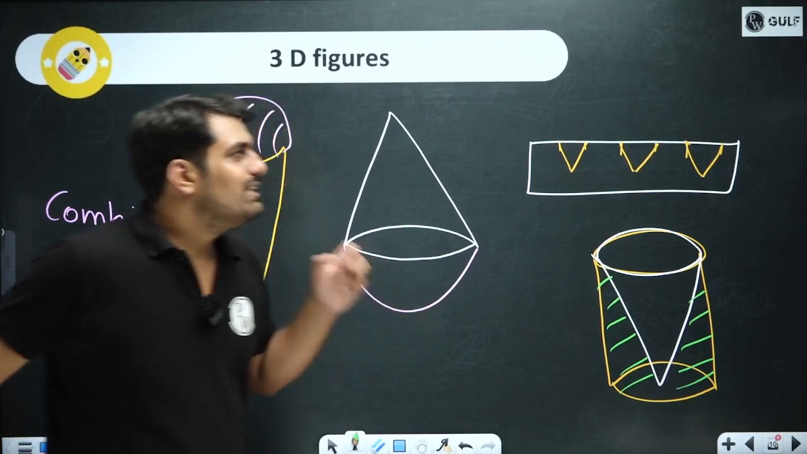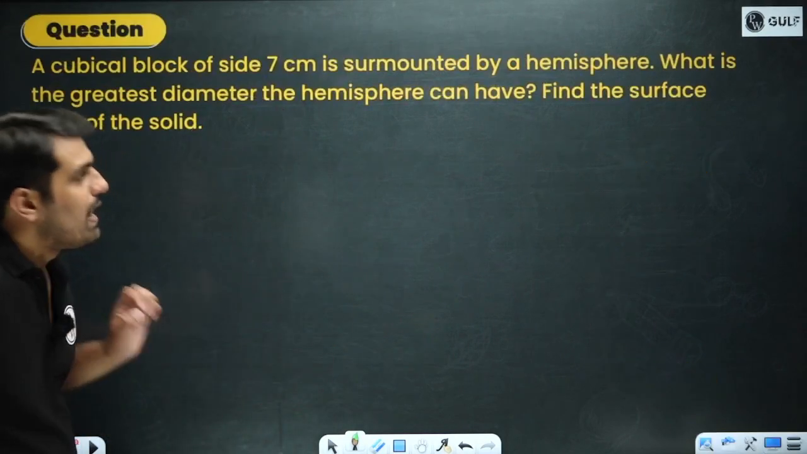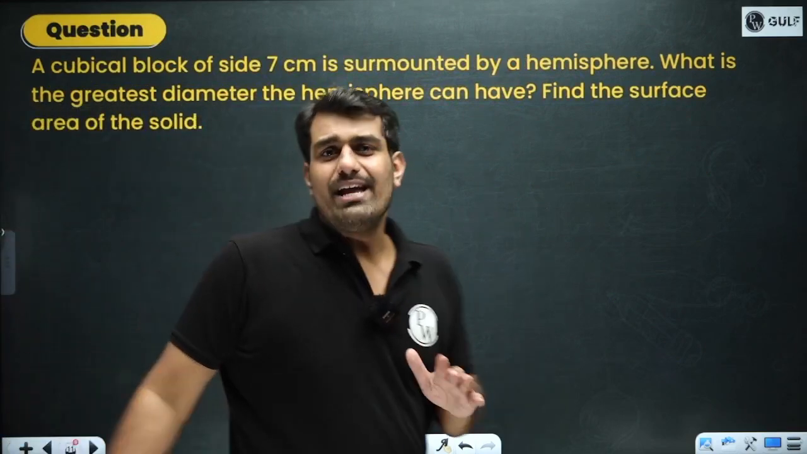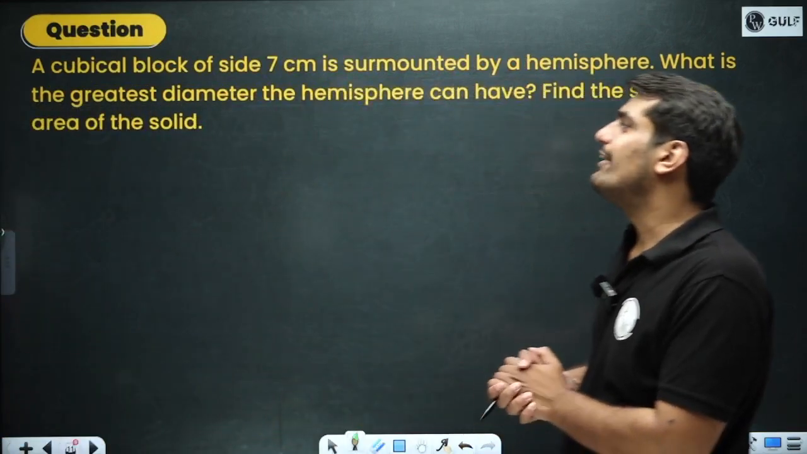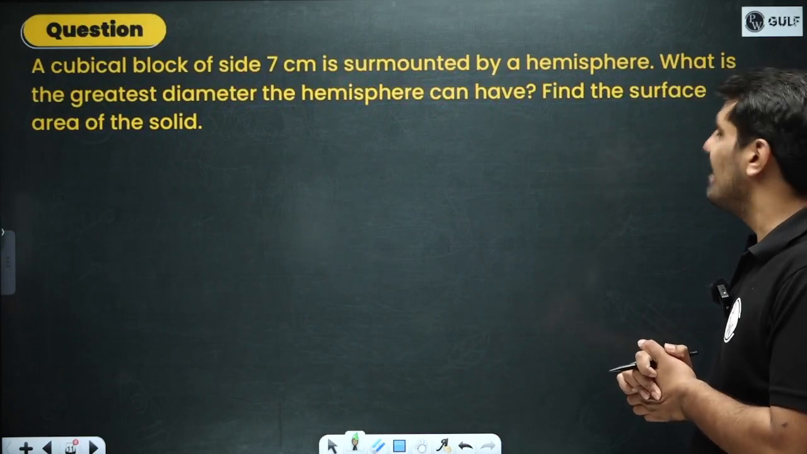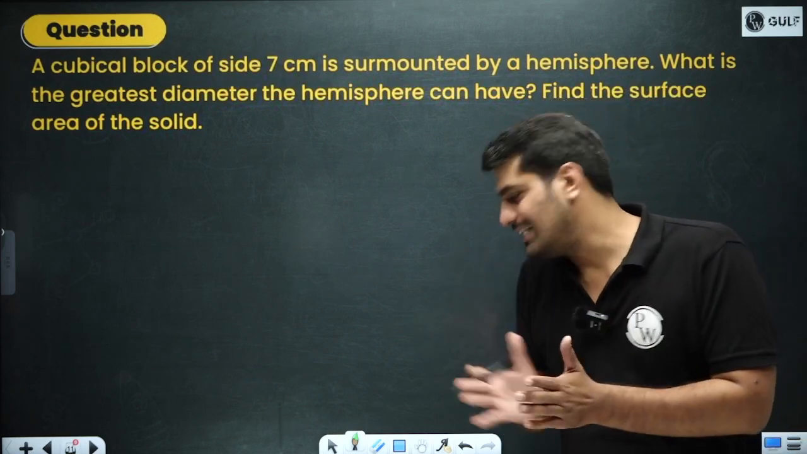So what is the rest of the thing which we'll be talking about? The basic problems. Over here, if you read the problem, it says a cubical block of side 7 centimeter is surmounted by a hemisphere. Okay. So let's first talk about it. We have a cubical structure, so let's draw a cubical structure.